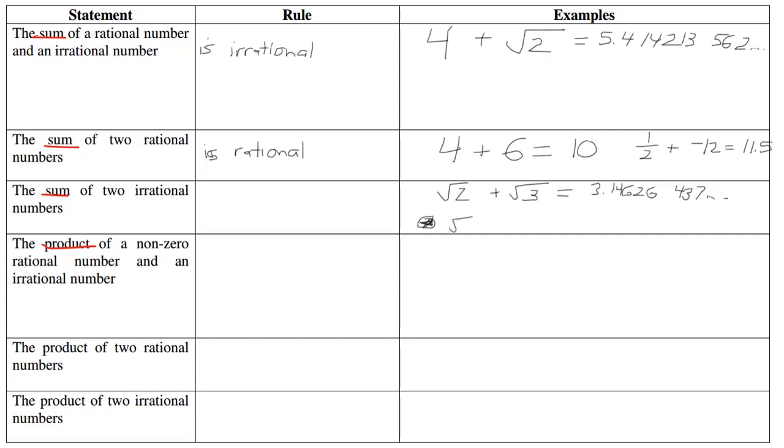If I add the square root of 2 and I add the negative square root of 2, I'm going to end up with 0. And actually, 0 is rational. So that's kind of like a trick. There is technically one type of situation where, if I add, I will get a rational answer. So I'm going to write is sometimes irrational.